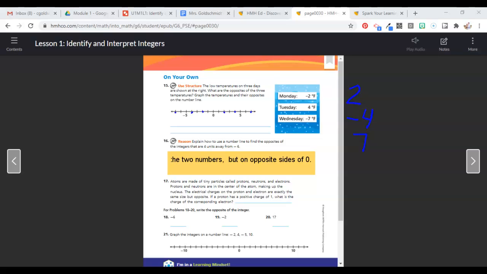Number 17. Atoms are made of tiny particles called protons, neutrons, and electrons. Protons and neutrons are in the center of the atom, making up the nucleus. The electrical charges on the proton and electron are exactly the same size, but opposite. If a proton has a positive charge of one, what is the charge of the corresponding electron?